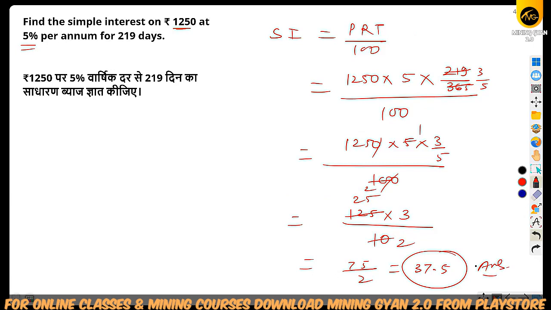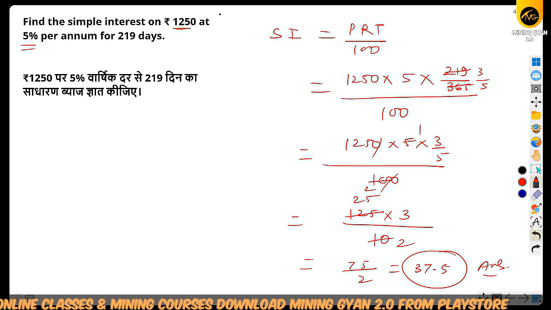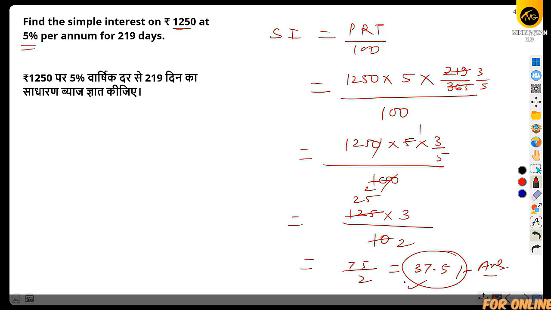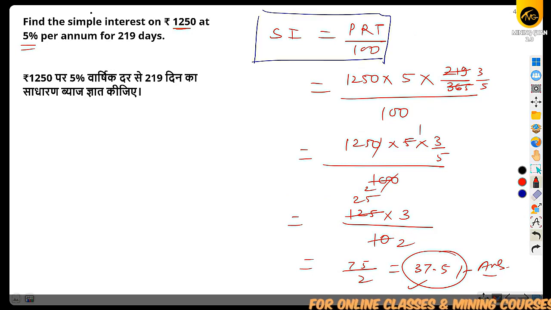Okay, so the simple interest for this principal amount 1250 is 37.5 rupees. 37.5 rupees is the simple interest for 1250 rupees at 5% per annum rate of interest for 219 days. The simple interest for 1250 rupees for 219 days will be 37.5 rupees. Okay. We have a similar kind of question.